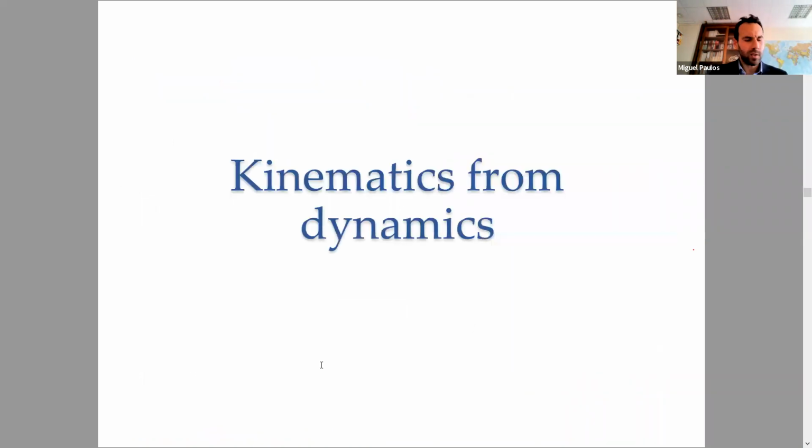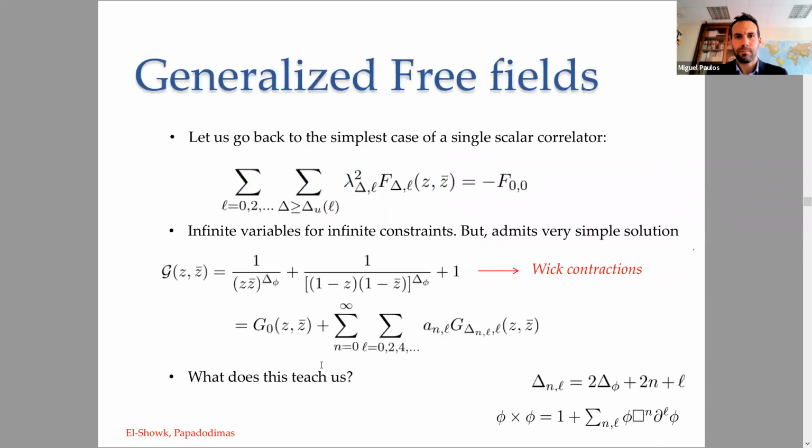Okay, so now let me switch gears a bit and talk about what I would call kinematics from dynamics. Let us go back to the simplest case of a single scalar correlator. We had this crossing equation. The crossing equation presents infinite variables for infinite constraints. So a priori, it's very hard to solve, but we know that it has a very simple solution.